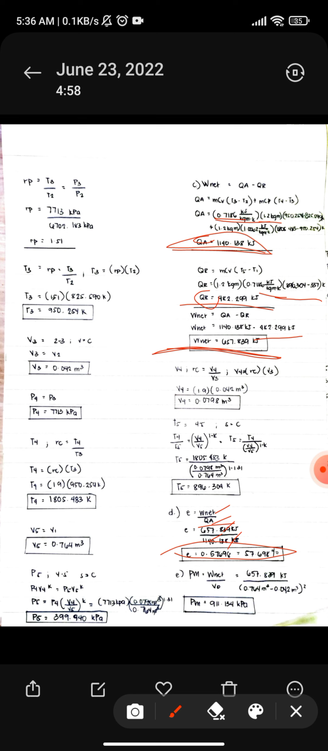For the PM naman, so we have PM equals W net over VD. So, W net natin is 657.839 kilojoule and VD natin is equal to V1 minus V2. So, V1 is 0.764 cubic meter minus V2 na 0.042 cubic meter. So, yung PM natin dito is 911.134 kPa.